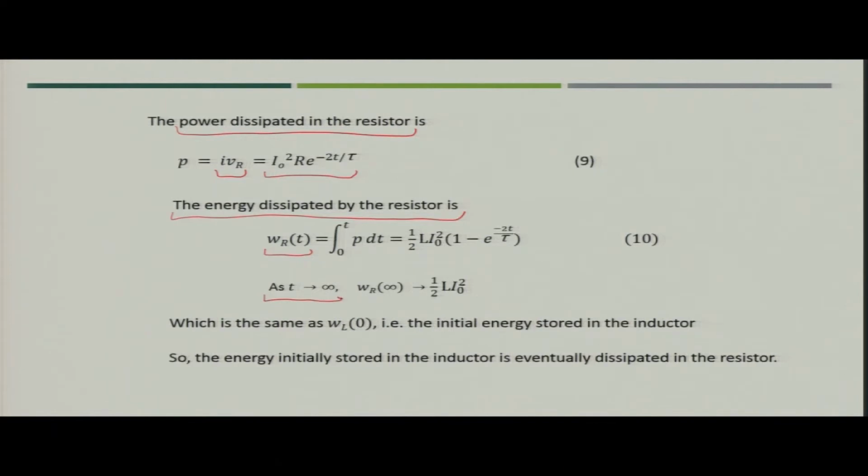Now, if you see this equation, when t tends to infinity, the value of W R would be equal to 1 by 2 L I naught square, and this is what we assumed as the initial energy stored in the inductor. So, that means that whatever the initial energy was stored in the inductor is eventually dissipated in the resistor.